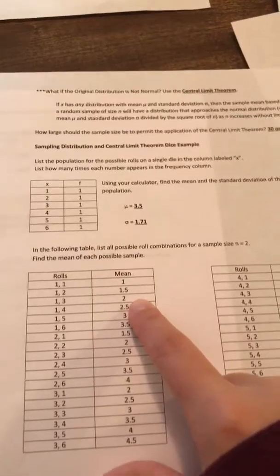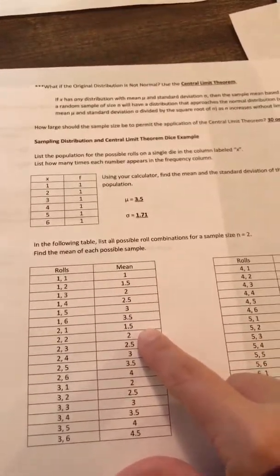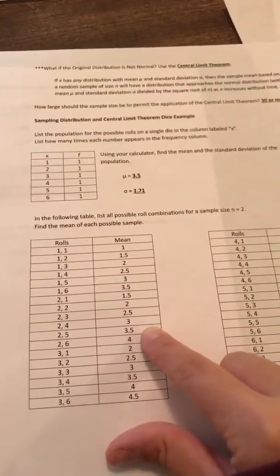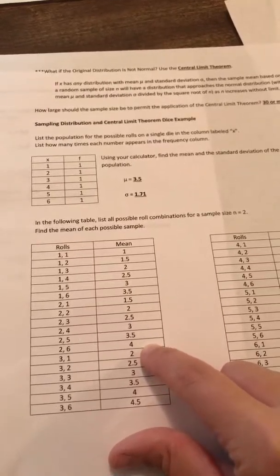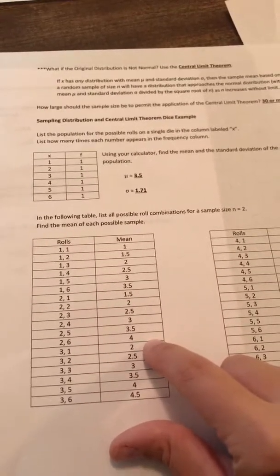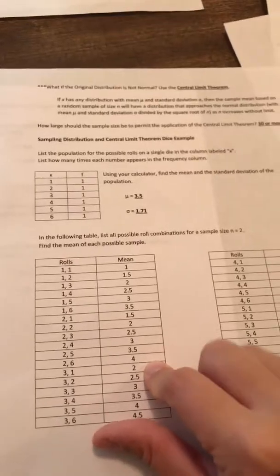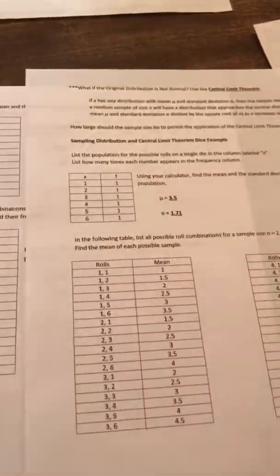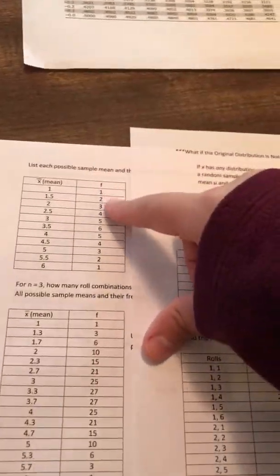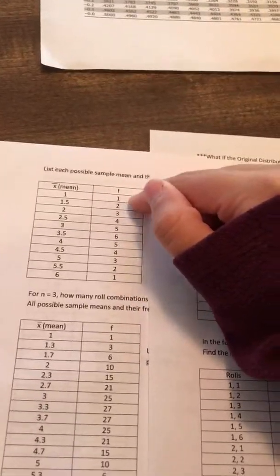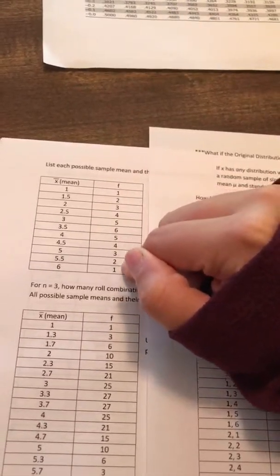A mean of 2 occurs 3 times. It occurs if you get a 1 and a 3, if you get a 2 and a 2, and if you get a 3 and a 1. So 2 occurs 3 times, and so on. You just count how many times each mean occurs. So for us, it goes 1, 2, 3, 4, 5, 6, 5, 4, 3, 2, 1.